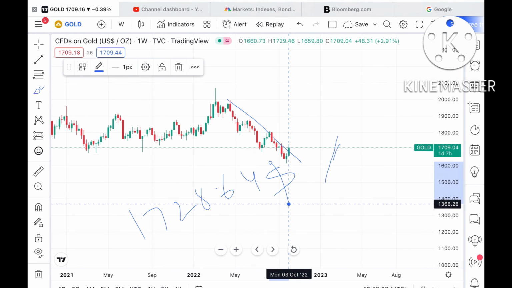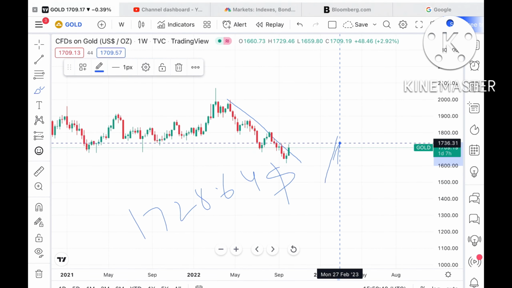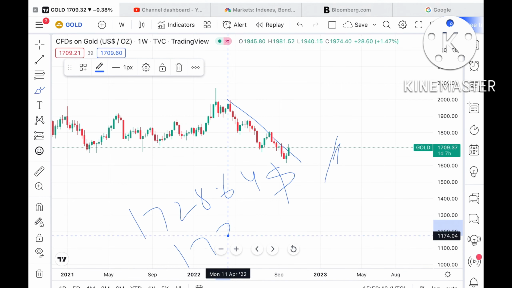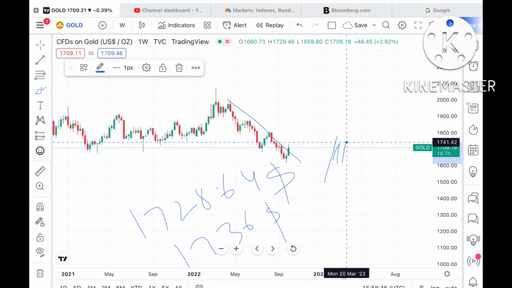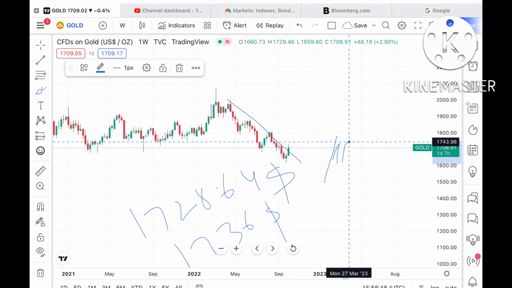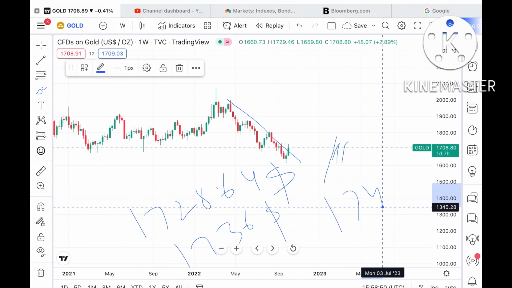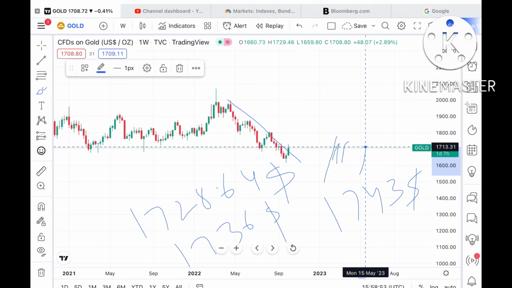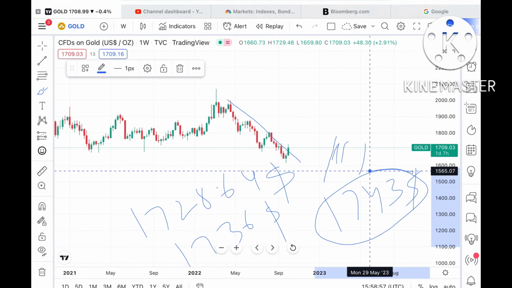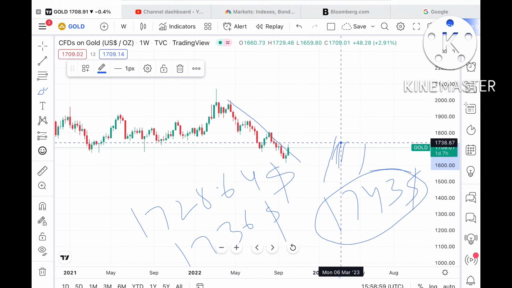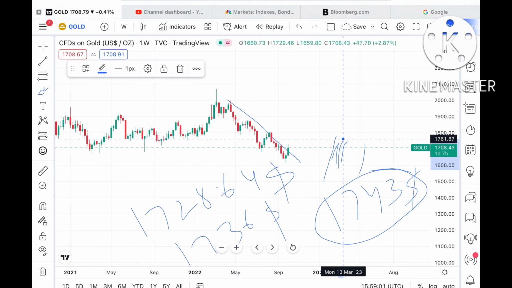But suppose this level sustains, we can see it can go towards a level of around $1728.64. And if that level goes further upside, then we can see it can touch a level of $1736. Once the price goes above that level, there is a high probability of moving further upside towards a level of $1743, and 1743 is a weak resistance, so the probability will be very high.